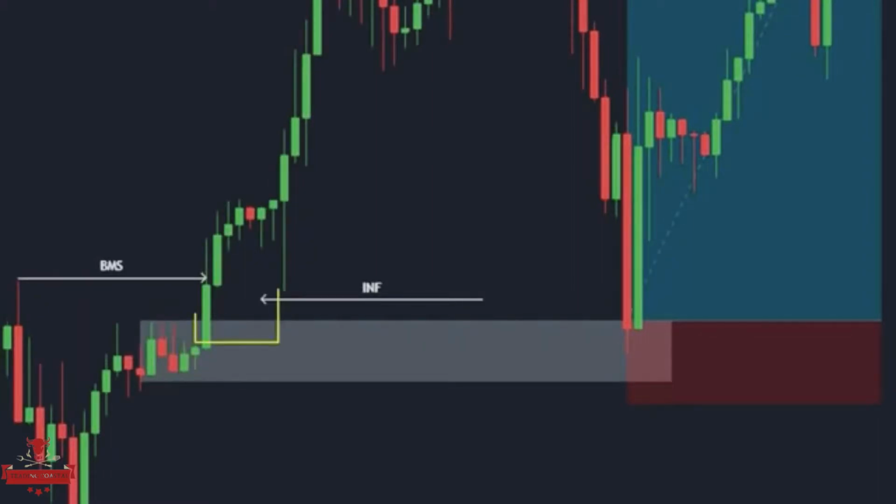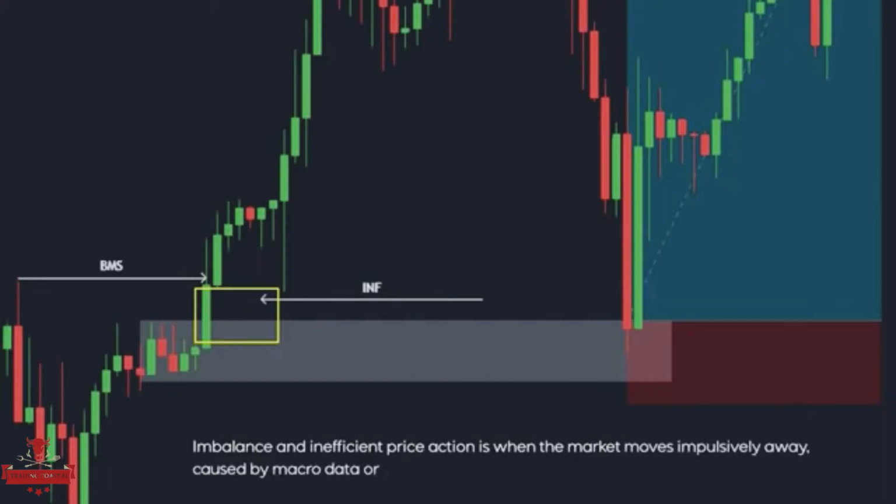As I briefly explained, inefficiency and imbalance will be explained in more depth in future videos. But essentially, imbalance and inefficient price action is when the market moves impulsively away, caused by macro data, volatility, a news event, or just bullish or bearish momentum. You'll see gaps within the market like that. If we look at the bottom of this wick to the top of the prior candle, there is a big clean gap, and this is where price has become unbalanced.